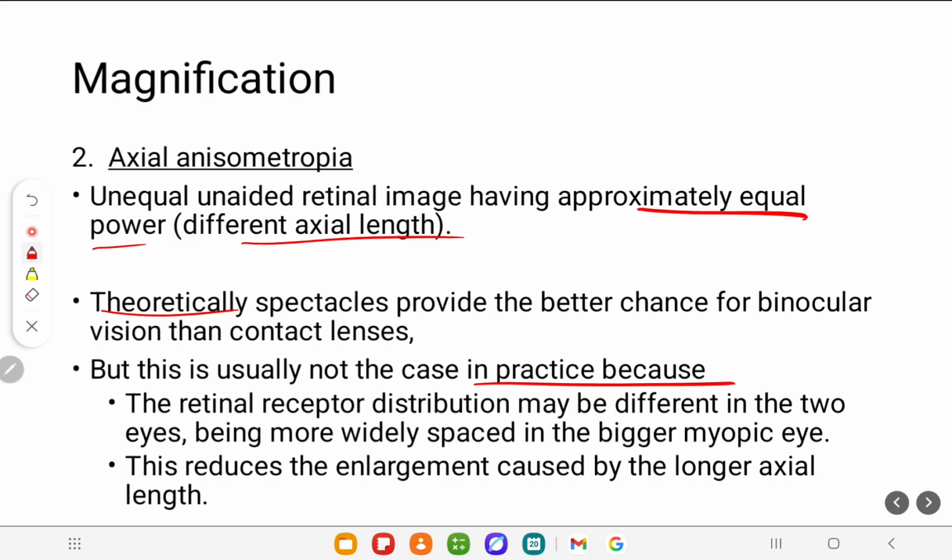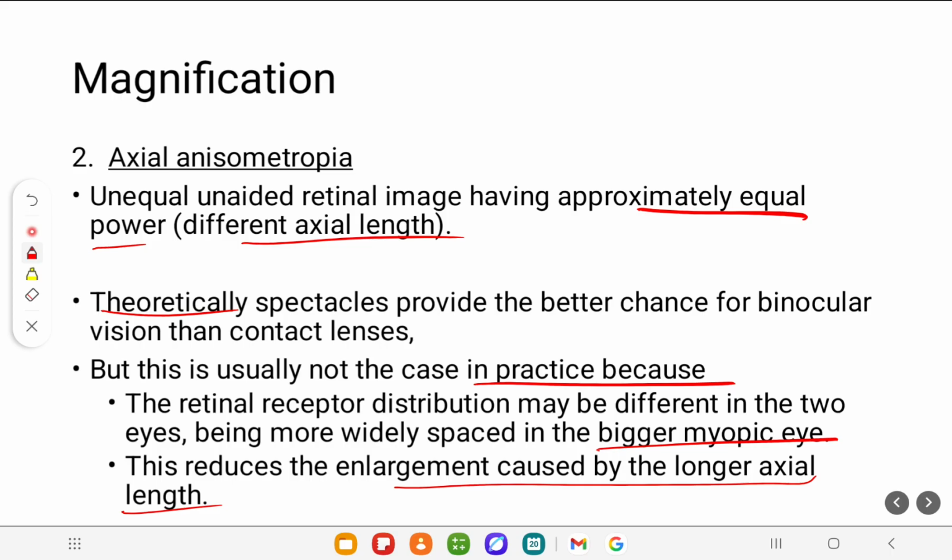The retinal receptor distribution may be different in the two eyes, being more widely spaced in the bigger eye. So basically, whenever there is a bigger eye, the retinal cells are spread more widely, isn't it? This also reduces the enlargement caused by the longer axial length. So what if the retinal cells are spread over an area? What does it do in the brain? It minifies it, isn't it? Visual perception gets minified, and whenever there is a compactness of cells in the retina, what happens then? Magnification in the visual cortex.